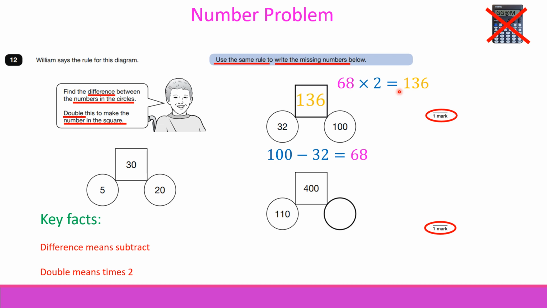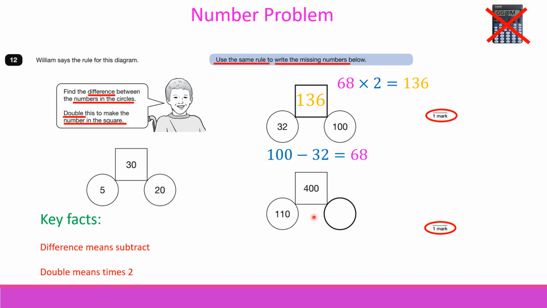You need to write the answer in the box. Now, some children will be able to just know how to do 68 times by 2 in their head. Other children will have to write down how to get the answer. There is space around the diagram to write your working out down. Even though it's worth 1 mark, write down what you're thinking in order to be able to help you to get the answer 136.